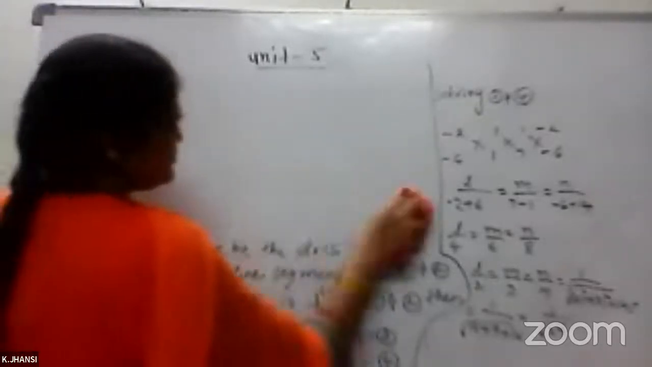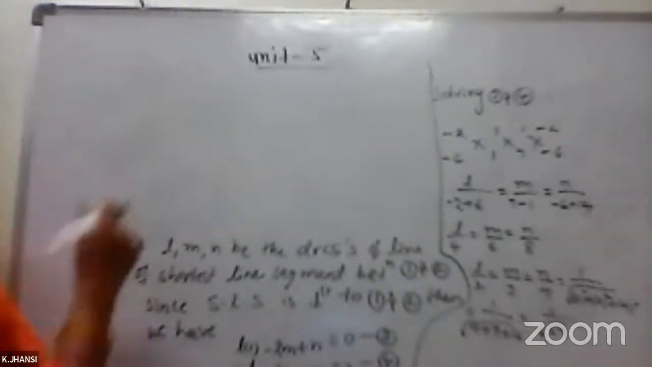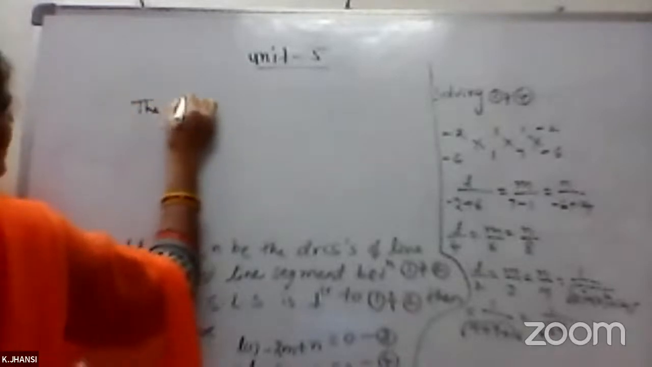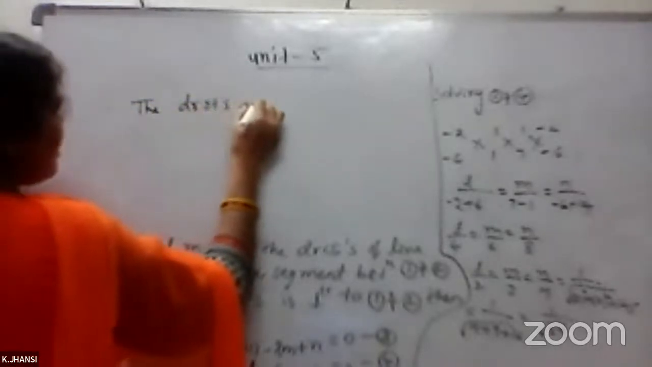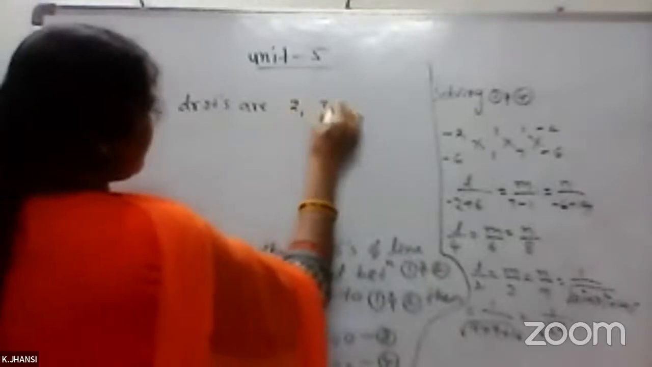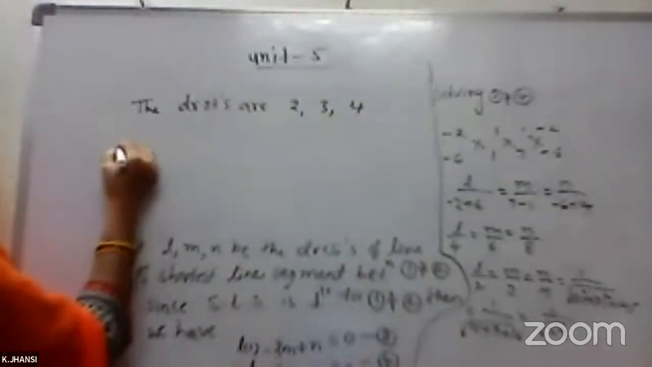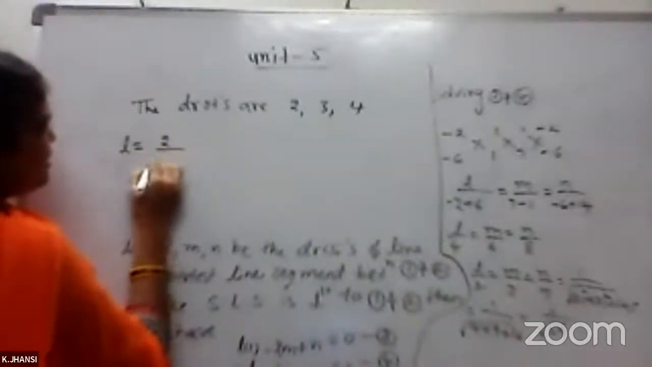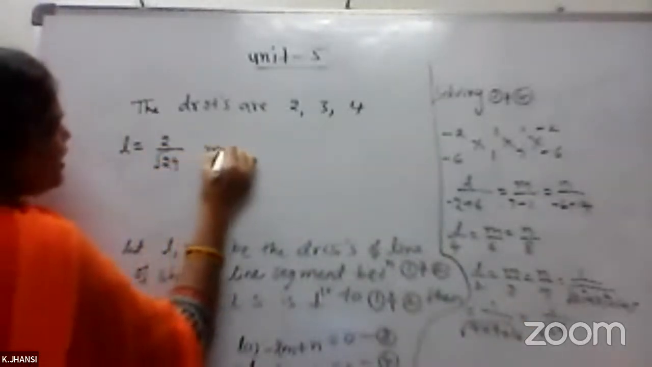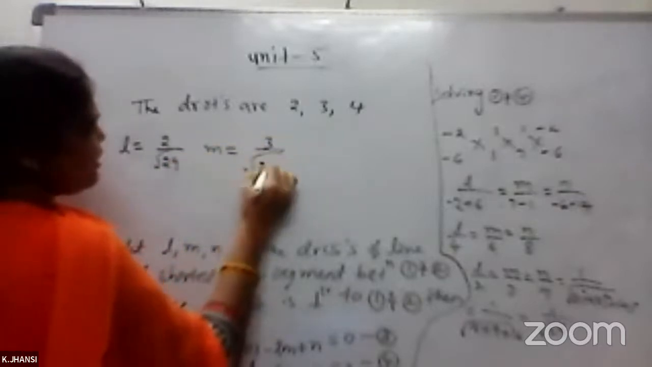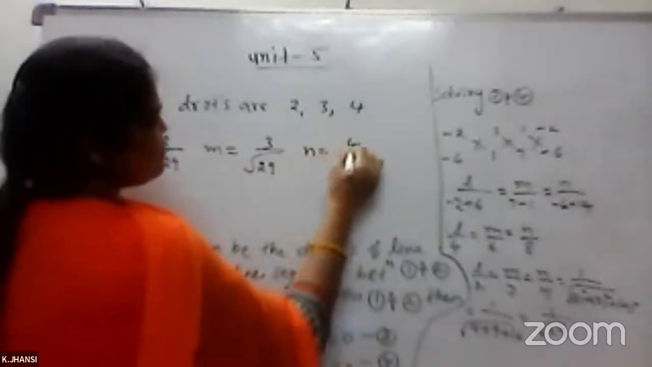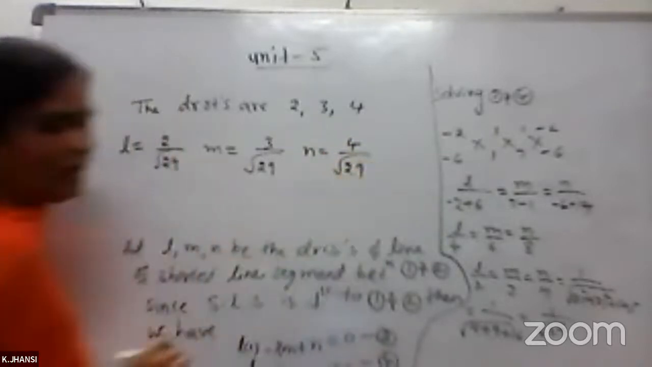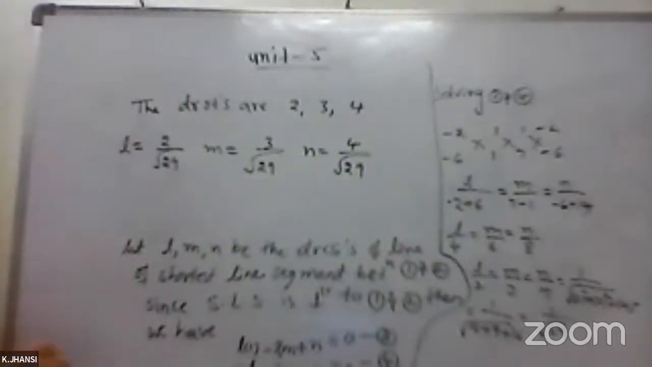So now what are the L, M, N, the direction cosines? Whatever L, M, N you are getting, those are the direction ratios. The direction ratios are 2, 3, 4. Now we are finding the L value. You do the cross multiplication. So you will get L equals 2 by root 29, M equals 3 by root 29, N equals 4 by root 29. Okay, so that we got the L, M, N values here.